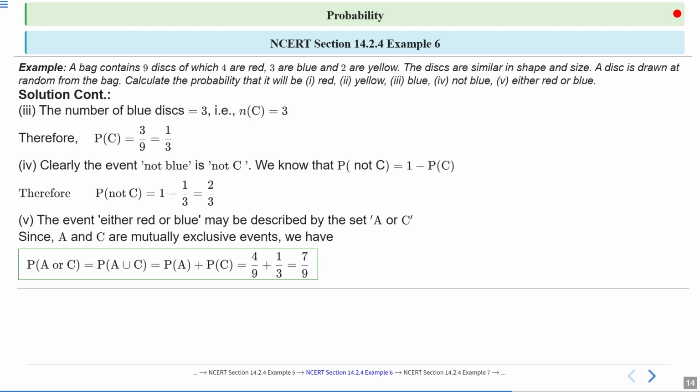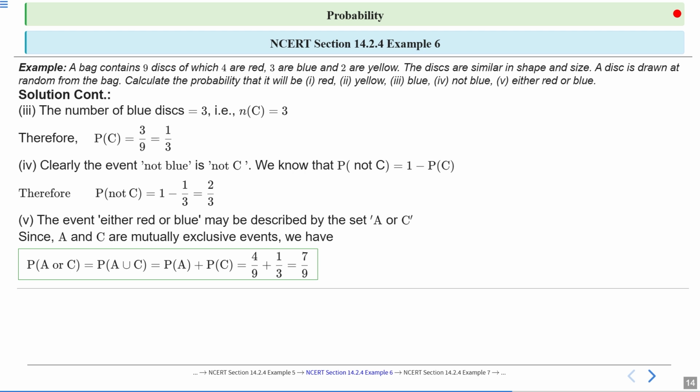So when does it happen? If A and C are mutually exclusive events, then the probability of A union C is equal to the probability of A plus the probability of C. But in general, the probability of A union C does not equal the probability of A plus the probability of C. In that case the formula is the probability of A union C equal to the probability of A plus the probability of C minus the probability of A intersection C. But here A and C are mutually exclusive events, so the probability of A intersection C is basically 0.